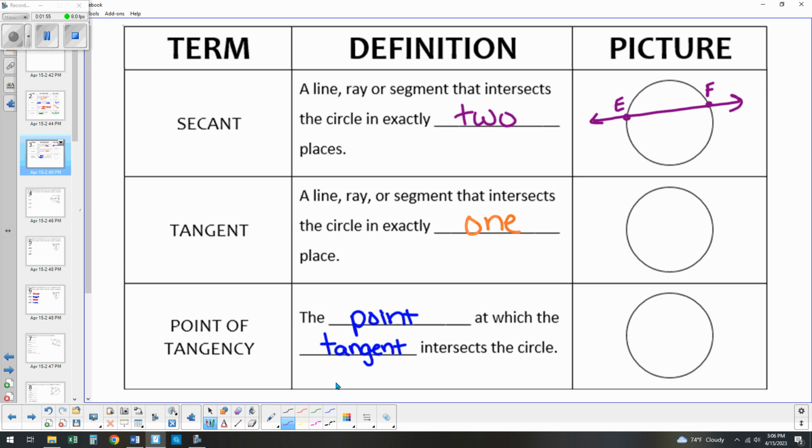A tangent is a line that only touches the circle once. So it can't go inside at all, but it's going to go along the edge. Let's try that again. We're not great at this today, guys. Let's pretend it only hit right there. So that would be my tangent line. So we're just going to draw an arrow. Point A is the point of tangency because that is the point at which the tangent intersects the circle.